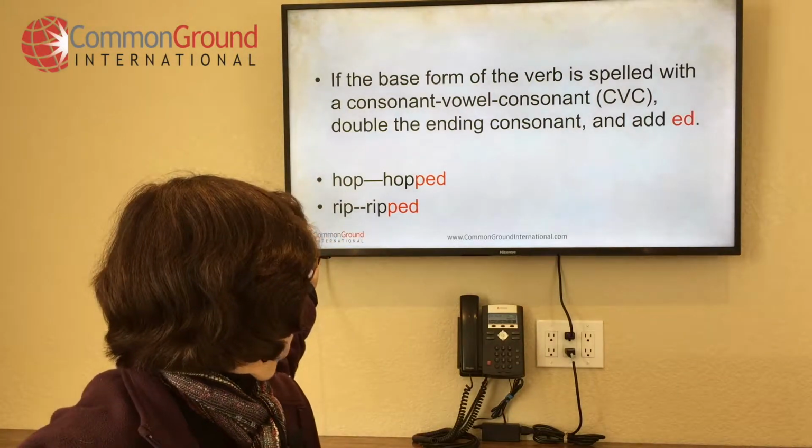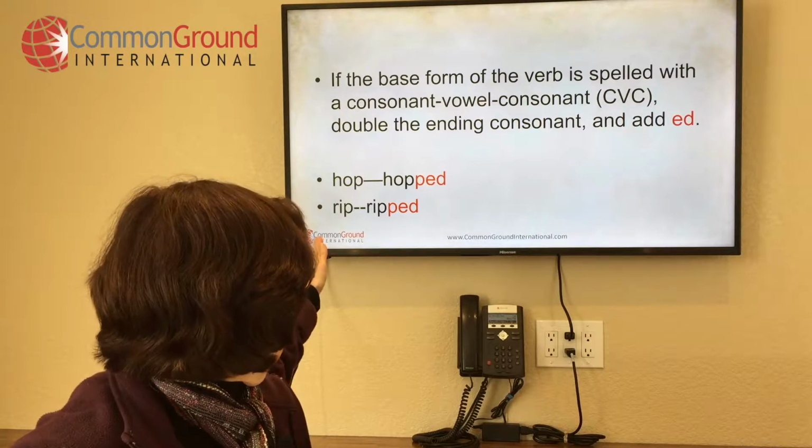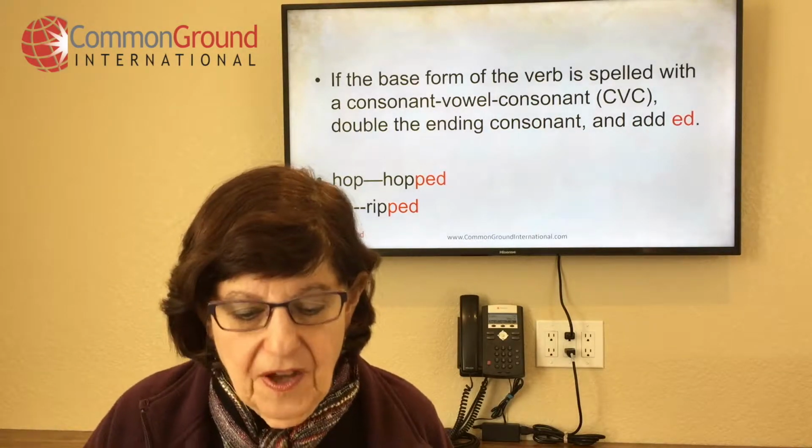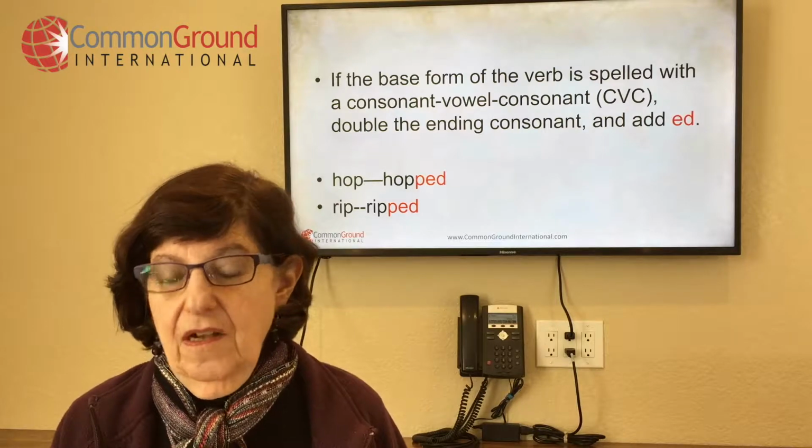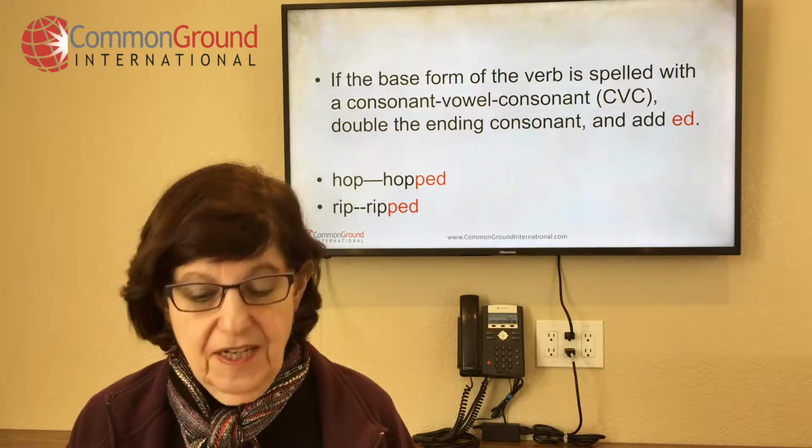Rip, consonant R, vowel I, consonant P. We double the consonant P and we have ripped. Otherwise it would say ripe. It's only for pronunciation.